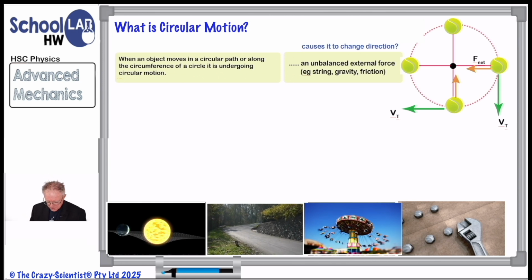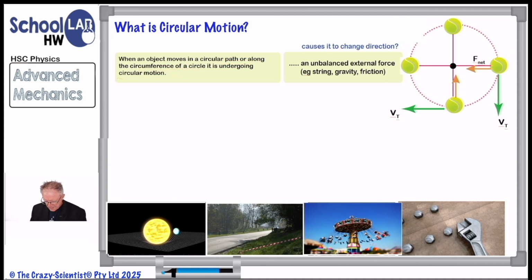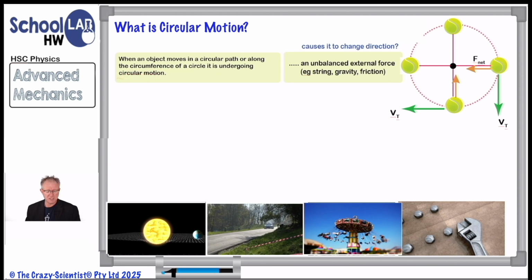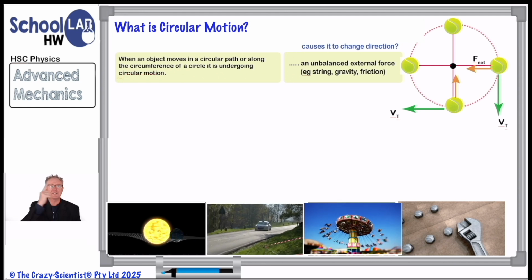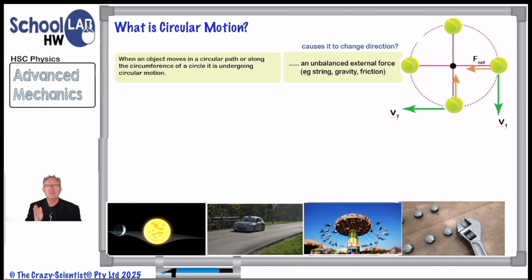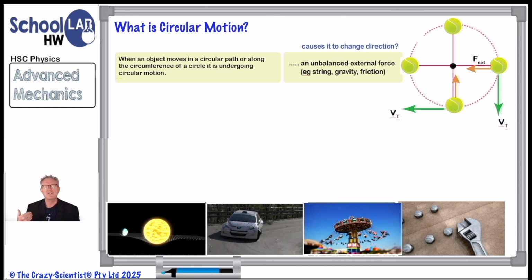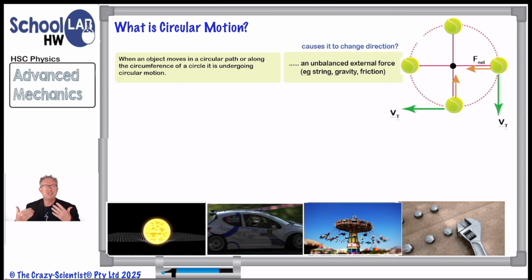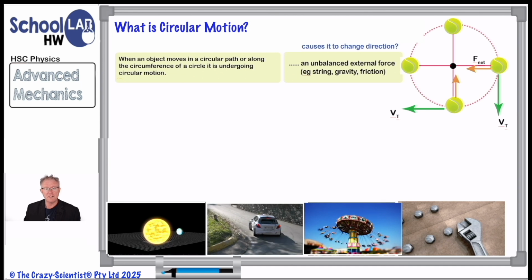But for a definition, circular motion is when an object moves in a circular path or along the circumference of a circle. So it doesn't have to go completely around in a circle like this. It can just turn a corner. So it's going through a circular path. In other words, it's changing direction as a result of a net force.